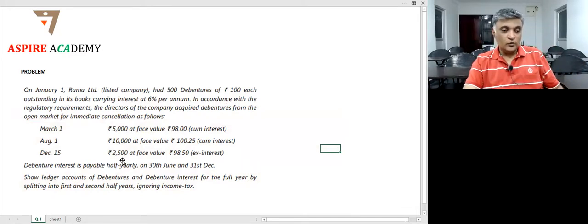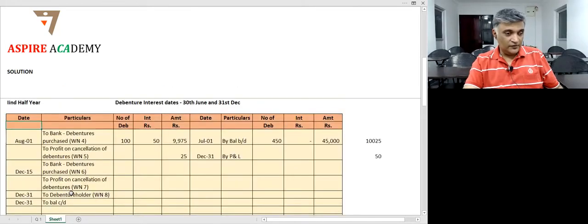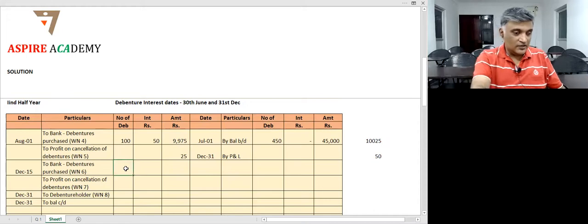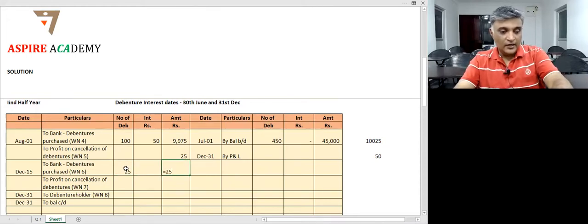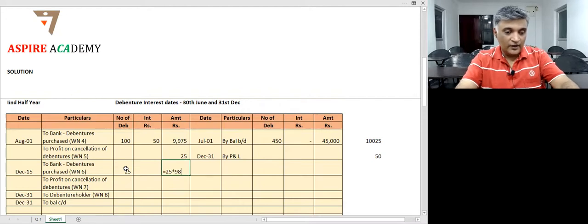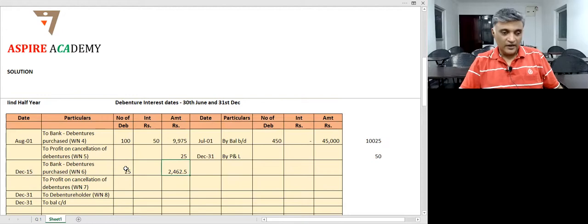because the amount given is excluding interest only. So it is actually 225 debentures into 98.5. So on December 15, you are actually purchasing 25 debentures. What is the amount you are paying? 25 into 98.5. So it is 2,462.5. That is the value which you pay. This is excluding interest.